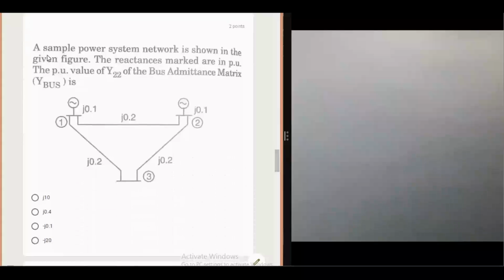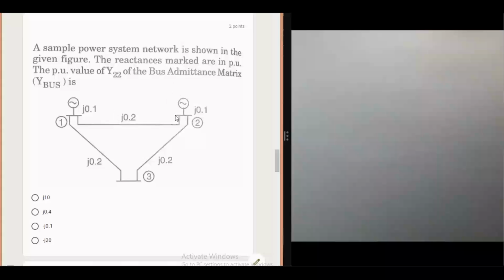Eleventh question. A simple power system network is shown in the figure. The reactances are marked in per unit. The per unit value of Y22 of the bus admittance matrix is asked. Calculate the bus admittance matrix for only one element, Y22, that is the elements connected at bus number 2. The given values are impedances, so I will write 1 divided by that value.